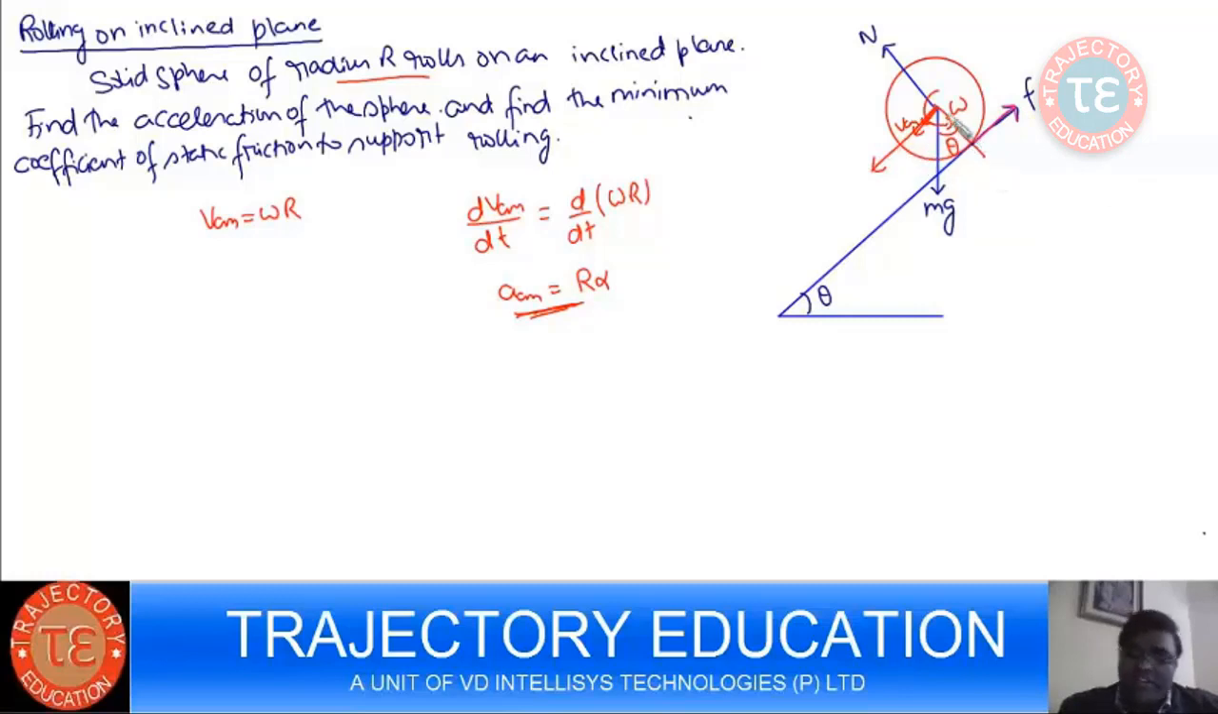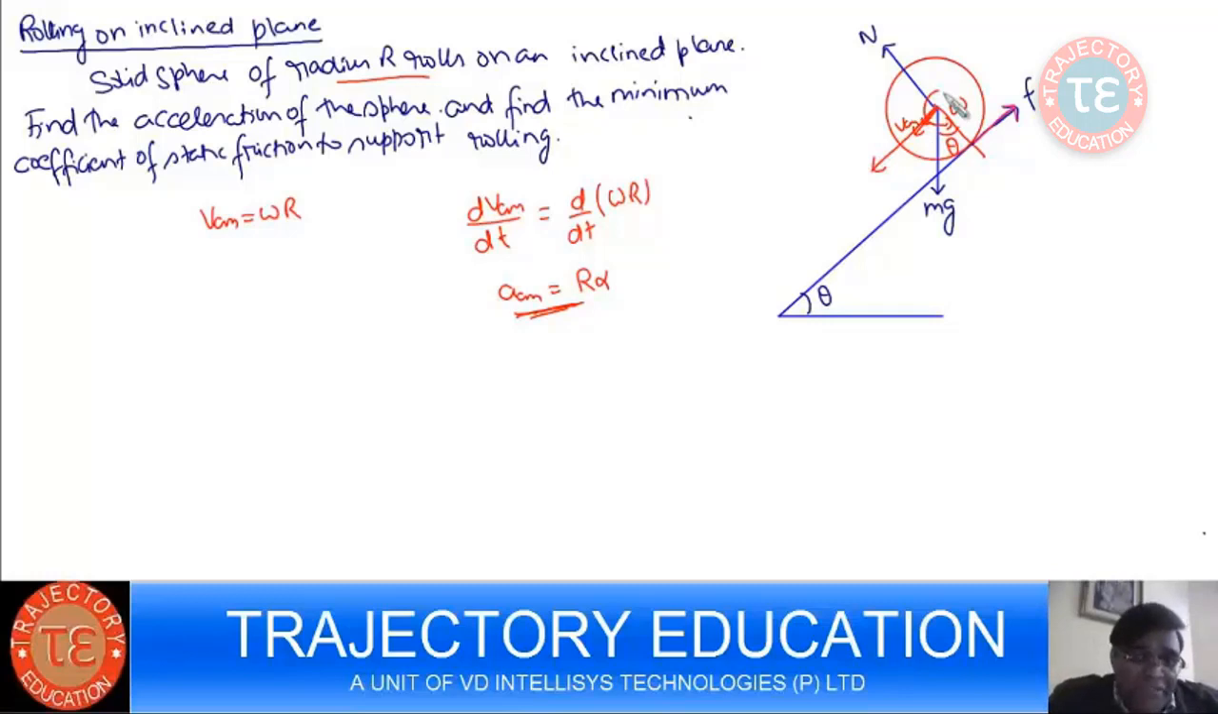The moment the system is released, mg sin theta creates a tendency of relative motion, and the moment the tendency of relative motion is created at the point of contact, the static friction does not wait for relative motion. The moment the tendency of relative motion arises at the point of contact, immediately the friction force starts acting, right? And this friction force will play a key role.